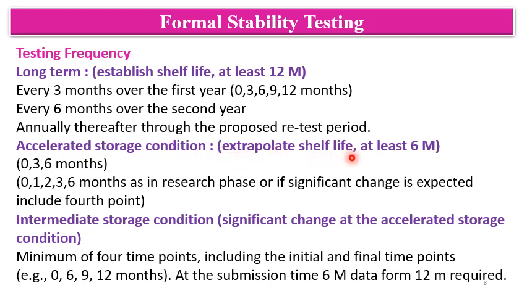This is required to extrapolate shelf life, and the total time period is 6 months. So the frequency is 3 months and 6 months. If the API is prone to degradation at this stage, then additional time points can be included, and you can have frequencies like 0, 1, 2, 3 and 6 months, or you can have one time point between 3 and 6 months also. That is also okay. If a significant change is expected during the accelerated stability study, then you have to include a fourth time point.